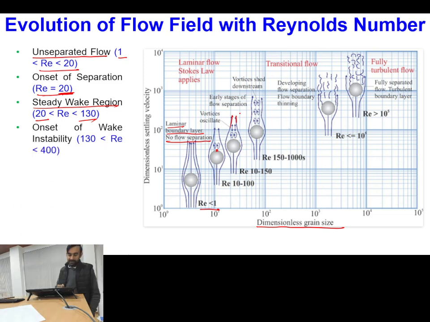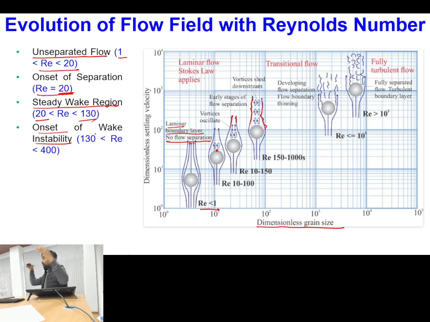Then we have the fourth regime. This is the onset of wake instability, from Reynolds number of 130 to 400. In this region the streamline is not smooth, but has small surface oscillations. You can see these are vortices, a chain of vortices forming, and the streamlines which separate the mean flow from these vortex structures have some waviness. That is called the onset of wake instability.